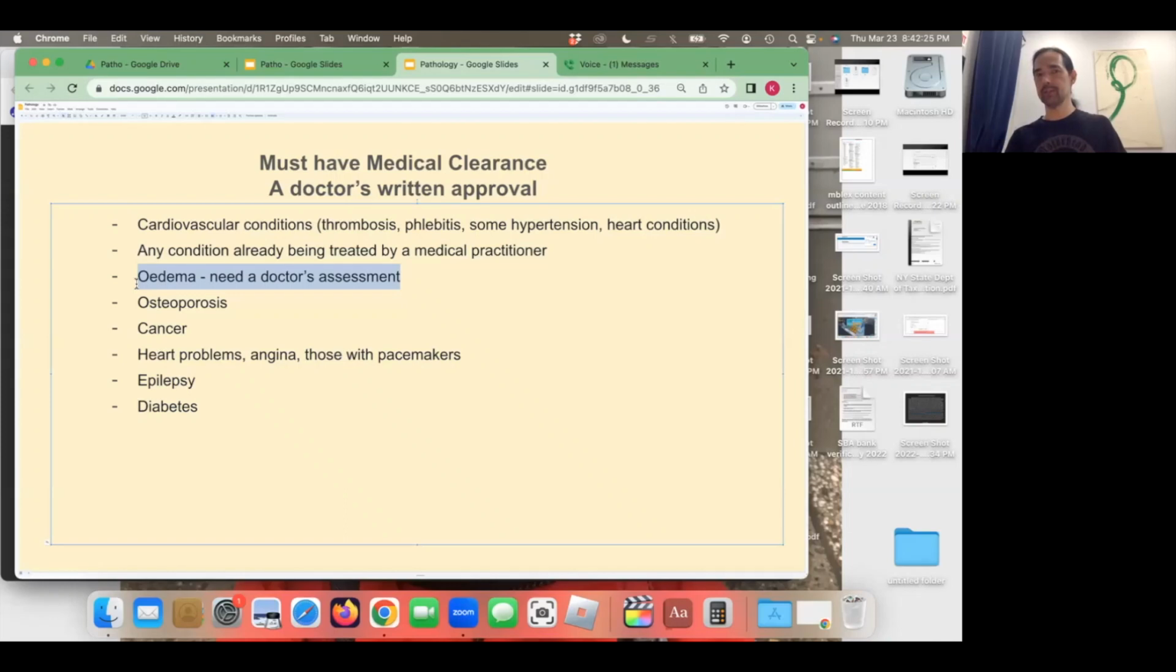Different kinds of edema, different situations, really needs to be seen by a doctor for assessment, right? It's not necessarily something that you have to have written approval for, but it doesn't matter. Don't split hairs. Keep it simple for the MBLEX. Send them to a doctor.